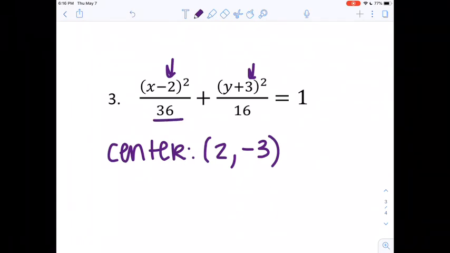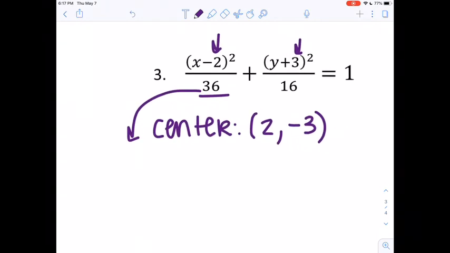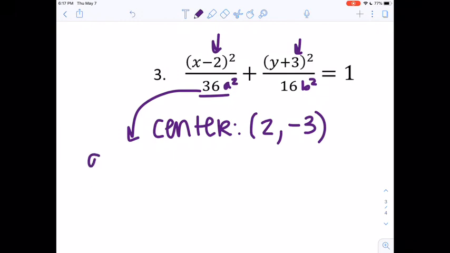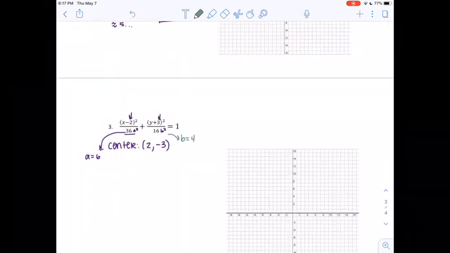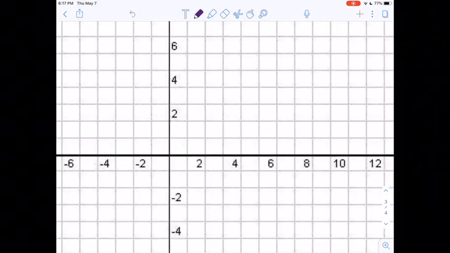Okay, here is the bigger of the two denominators. So I know that's going to be a squared, and I'm going to take the square root of it. This is a squared, this is b squared. So a is going to equal 6, and b is going to equal 4. Okay, so now let's use that information to graph this. So my center, we said, was at 2, negative 3. So positive 2, down 3.